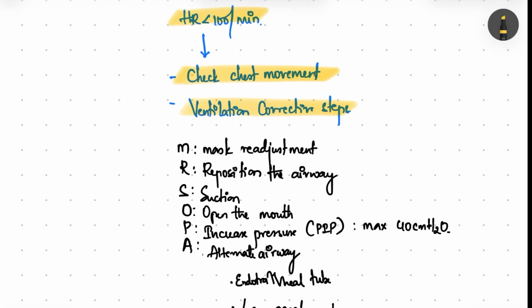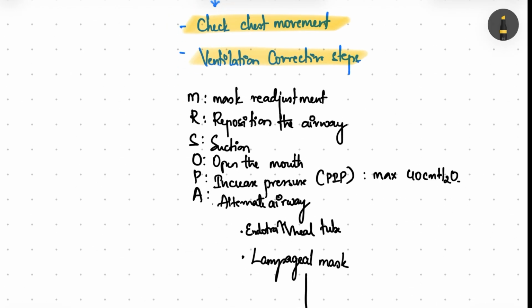Here we follow MR SOPA, otherwise Mr. Sofa. What is MR SOPA? Mask readjustment: the bag and mask ventilation you were doing, you need to recorrect it. Reposition the airway so that air goes properly. Suctioning, which was optional earlier, is compulsory here, so that you clear out the excess mucus so that it won't obstruct respiration. Then open the mouth, increase pressure. Maximum you can go is 40. Till 40 it's fine, above that not allowed.